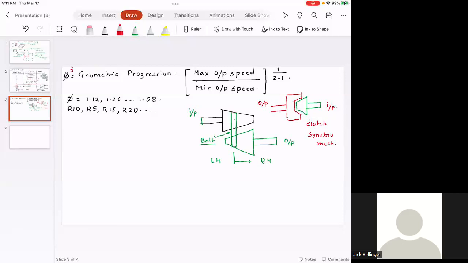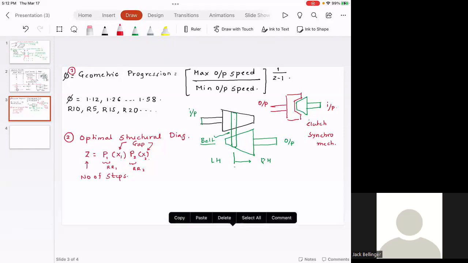So step one is to use the geometric progression. Second, use the optimal structural diagram, using the equation z = t1 x1 t2 x2, where z is the number of steps. This is the reduction ratio for the first gearbox. This is the reduction ratio for the second gearbox. And this is called the gap, which is the number of intermediate lines that you have.